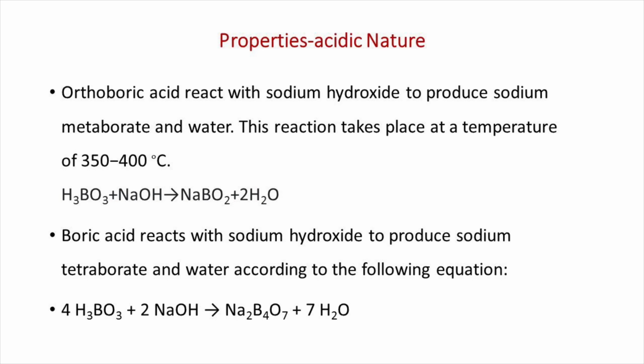Orthoboric acid reacts with the sodium hydroxide to produce sodium metaborate and water. This reaction takes place at a temperature of 350 to 400 degrees Celsius. Boric acid reacts with the sodium hydroxide to produce sodium tetraborate and water. That is, boric acid reacts with the strong alkalis to form salts like metaborate and tetraborate.